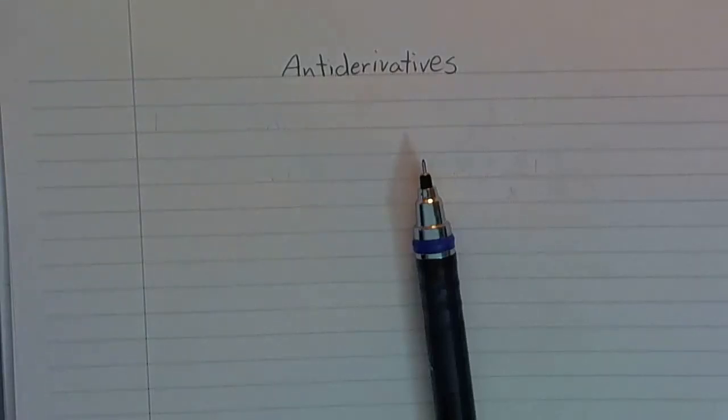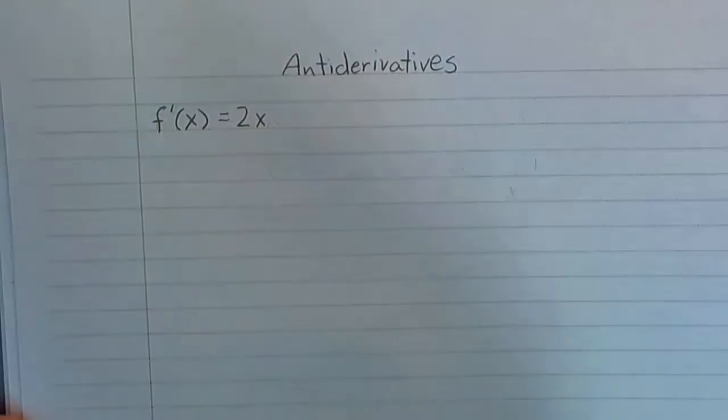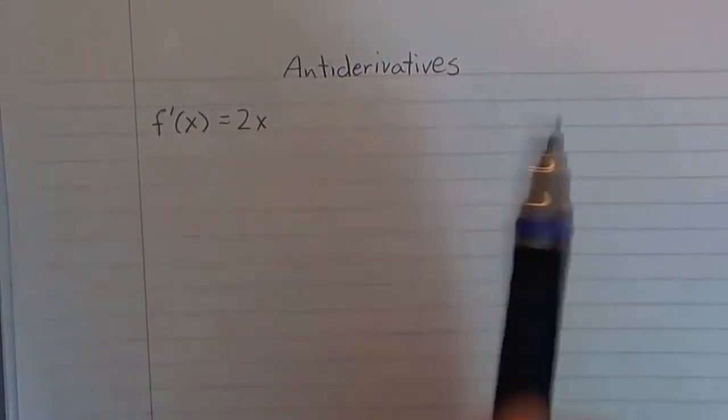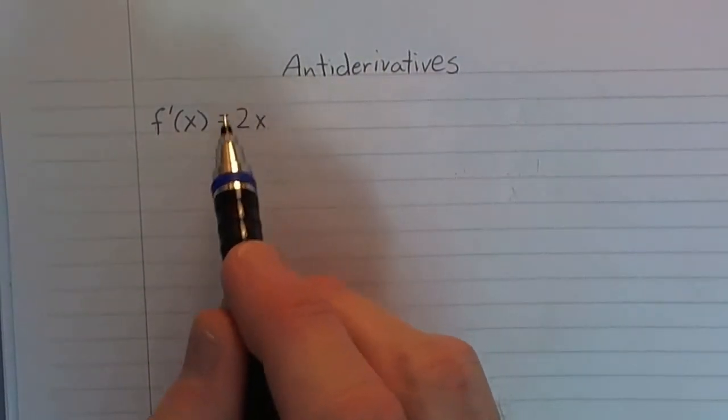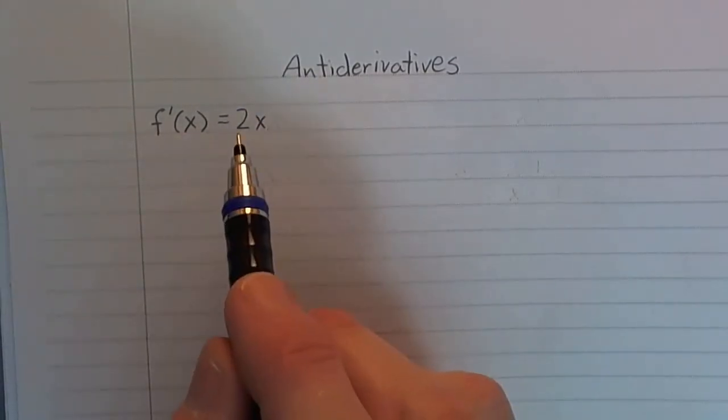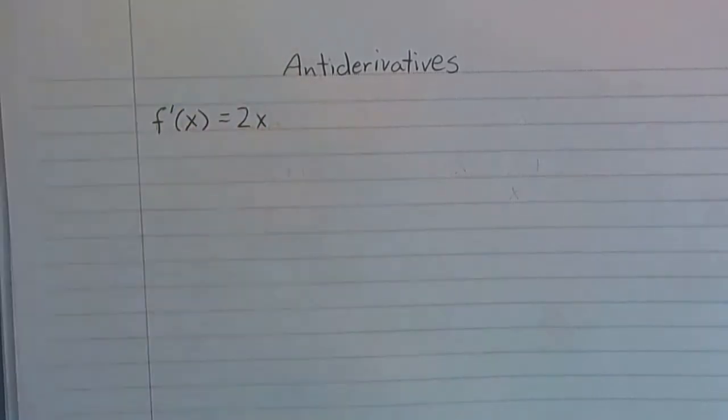So you have a lot of experience finding derivatives of functions. But what if you're given the derivative, like this one, f prime of x equals 2x, and you want to find what did I differentiate to get 2x? In other words, you want to find the antiderivative of 2x. You're going backwards. You're given the derivative and asked to find the function that you differentiated to get that.